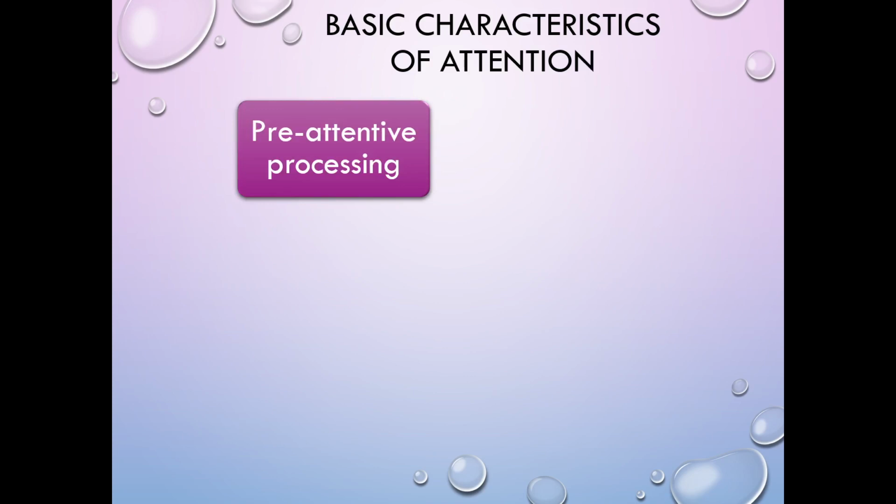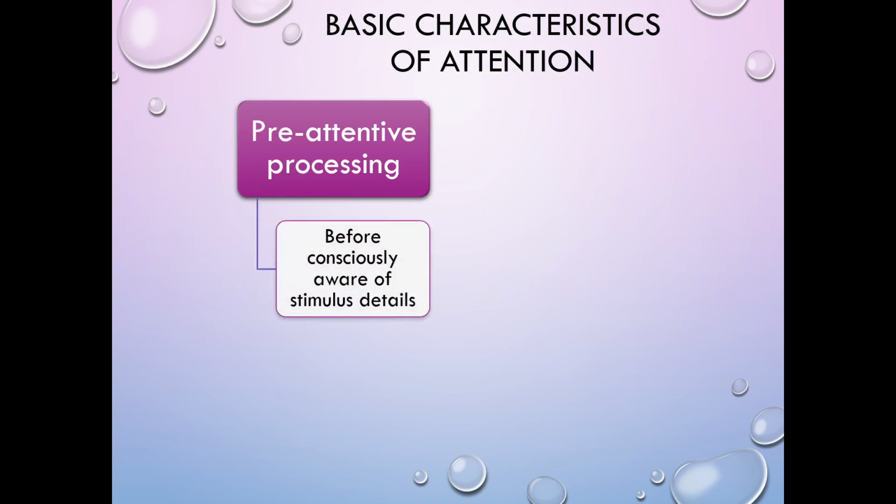Before you start to pay attention, before you have decided to put that spotlight on a particular aspect of the environment, you will undergo what's called pre-attentive processing. What that refers to is, before you become consciously aware of the stimulus details, you, without any effort, shift your attention onto that object. So a lot of times there are certain kinds of stimuli that really grab your attention and trigger the beginning of this pre-attentive processing. And we'll talk about that as we go on.